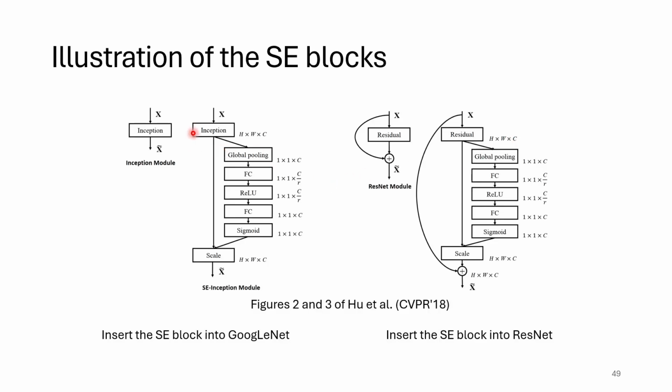So let's see what is the squeeze and excitation block. It can be inserted into any type of network. So this is their example of inserting the SE block into GoogleNet. And this is the example where they insert the SE block into the ResNet. So take a look at the steps here.